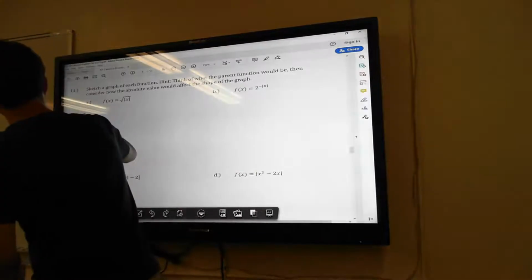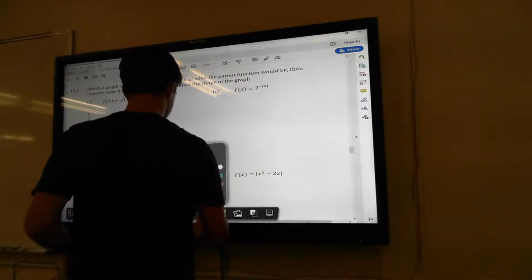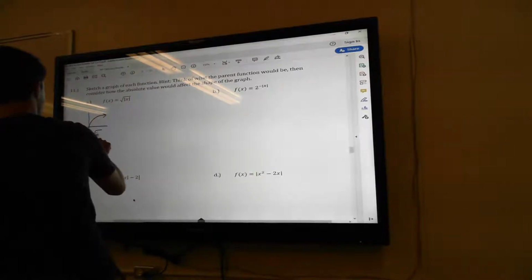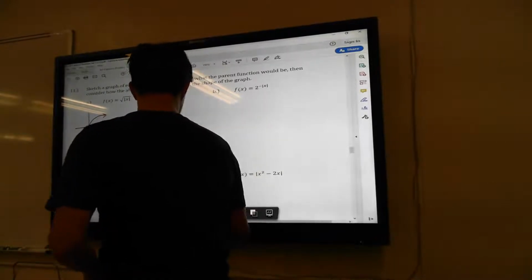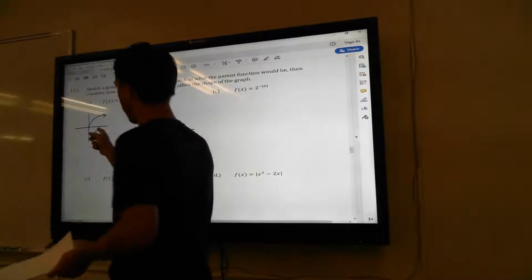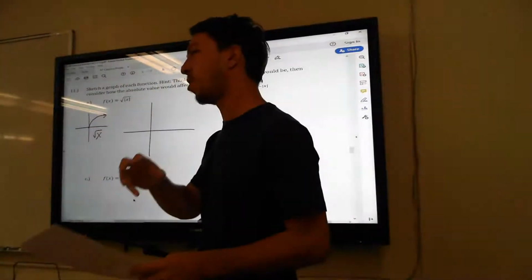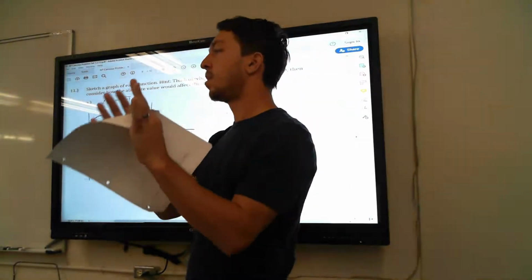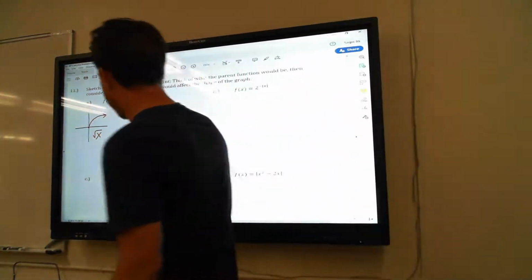So what I'm trying to say is, what do you think would be the parent function here? The square root function. So you say, well, if I start with the square root function, then what's it going to look like? Here, see if you know the answer to this one. If this is a function, are we replacing the x with absolute value of x, or are we taking the absolute value of the function? We're replacing the x with absolute value. So what does that do?